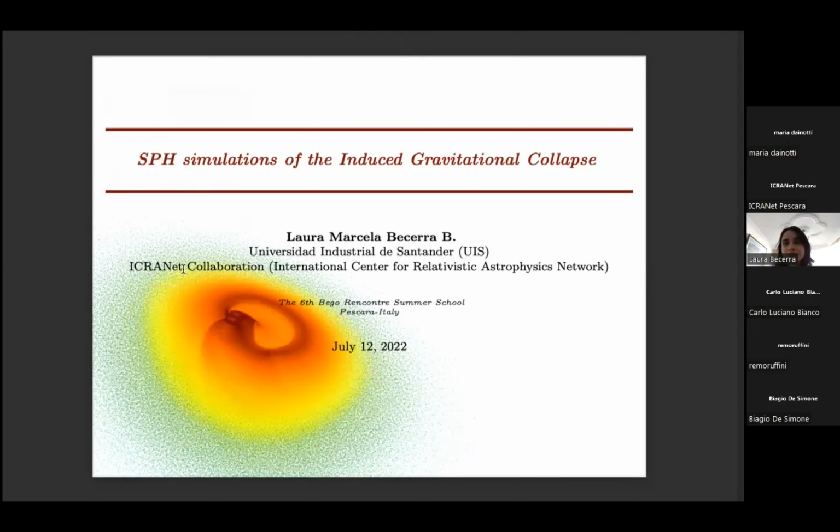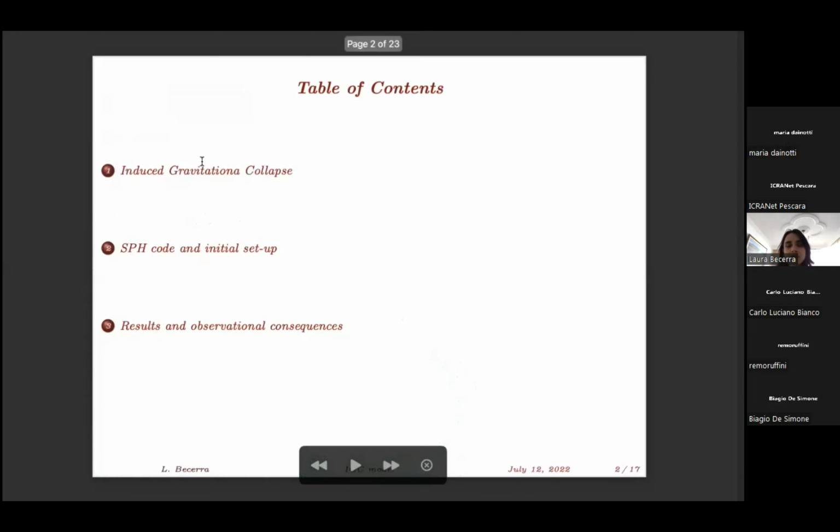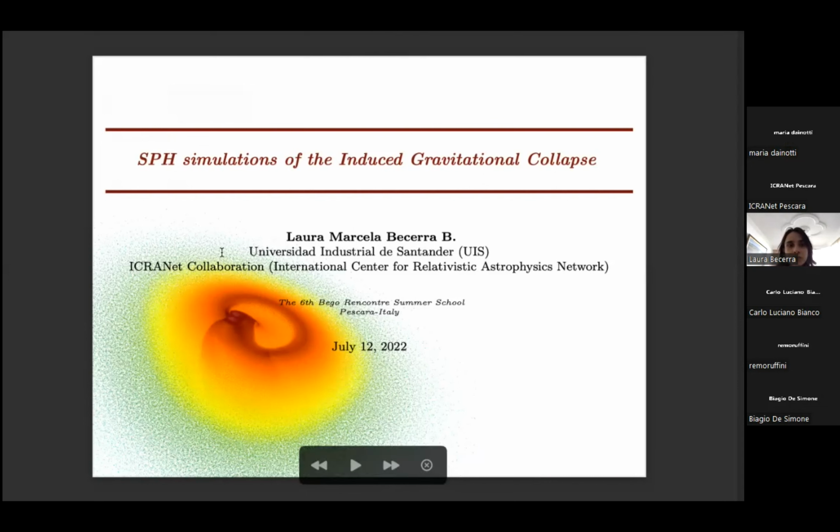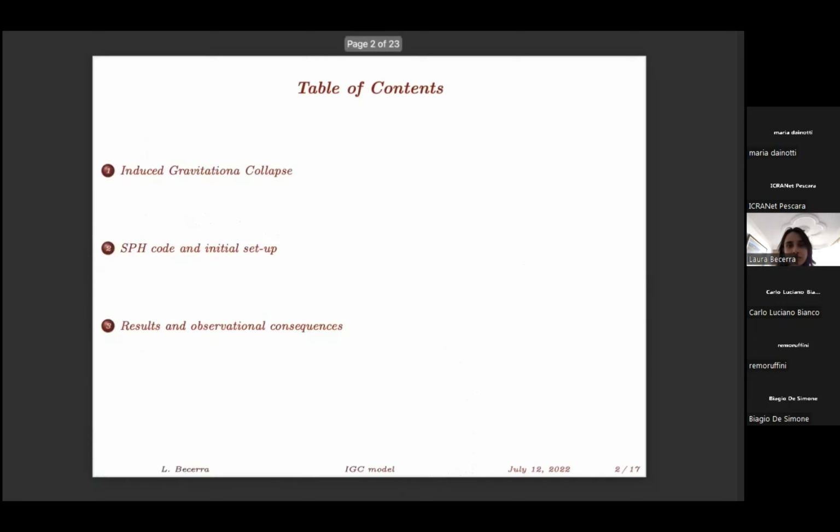Okay, hello everybody. Well, as I was told, I'm going to talk about the small particle aerodynamic simulations of the induced gravitational collapse. This has been work done with the ICRANet collaboration for about 10 years now. So this is the outline of my talk. I will talk a little bit about the induced gravitational collapse model, describe the simulations, and then talk about the results and the observational consequences we can obtain with the simulation.